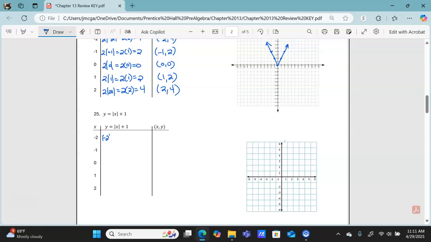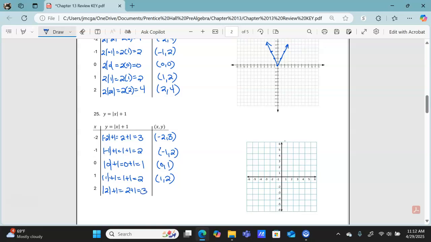Okay, here, absolute value of negative 2 plus 1. The absolute value of negative 2 is 2 plus 1 is 3. So we put in negative 2 and we got out 3. Put in negative 1. Absolute value of negative 1 is 1, plus 1 is 2. Put in 0. Absolute value of 0 is 0, plus 1 is 1. Put in 1. Absolute value of 1 is 1, plus 1 is 2. And then finally put in 2. Absolute value of 2 is 2, plus 1 is 3.